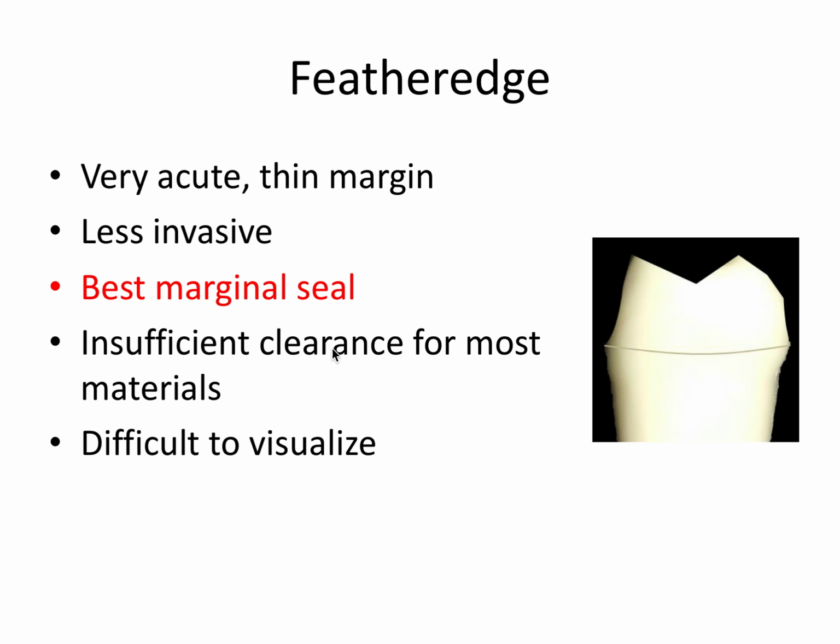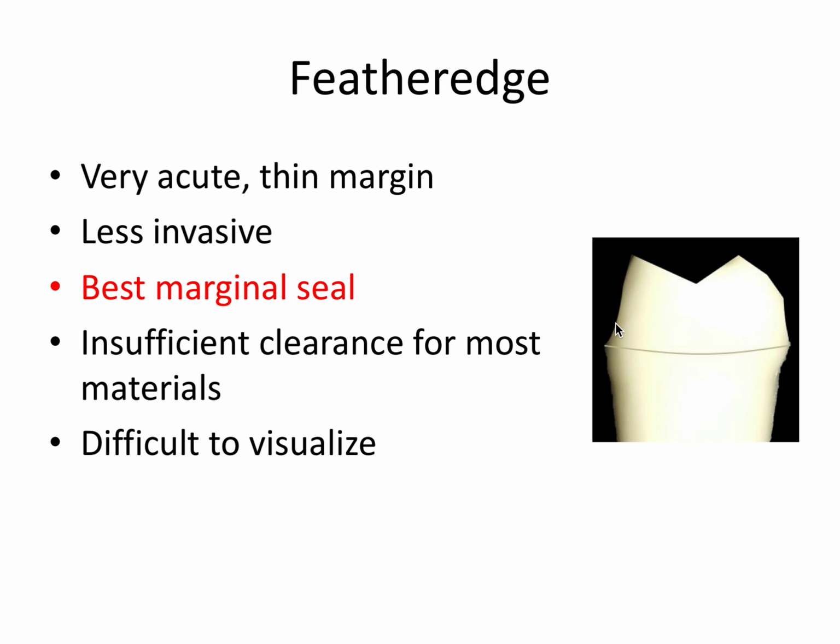However, it provides insufficient clearance for most materials. Not enough reduction required to provide the adequate thickness of crown material for most materials. It's also difficult to visualize. So for the feather edge margin, you can appreciate how this crown prep gently tapers out here at the very end. It's not generally used because, again, the crown material would be too thin at the margin. Or the lab is forced to over contour the restoration and bulk it out way out here, which is never ever a good thing.